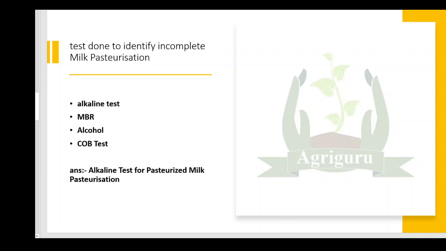Next is test done to identify incomplete or inadequate milk pasteurization. It is alkaline phosphatase test. Actually, alkaline phosphatase test mein bovine ALP ko test kiya jata hai. If the bovine ALP is found, then the milk is inadequately or insufficiently pasteurized.